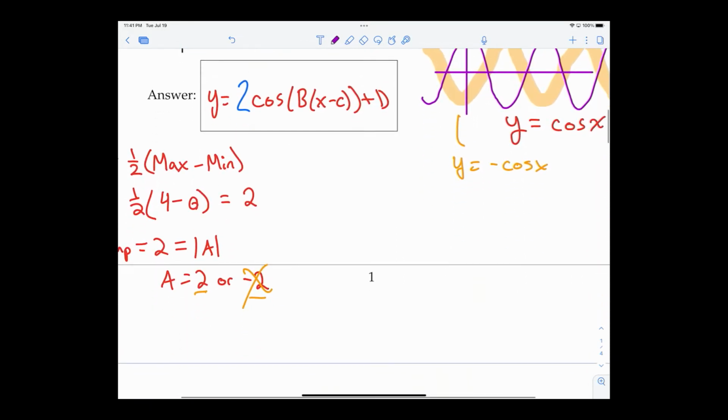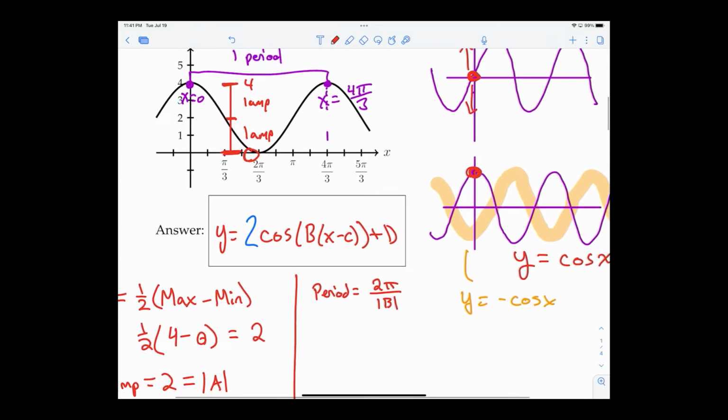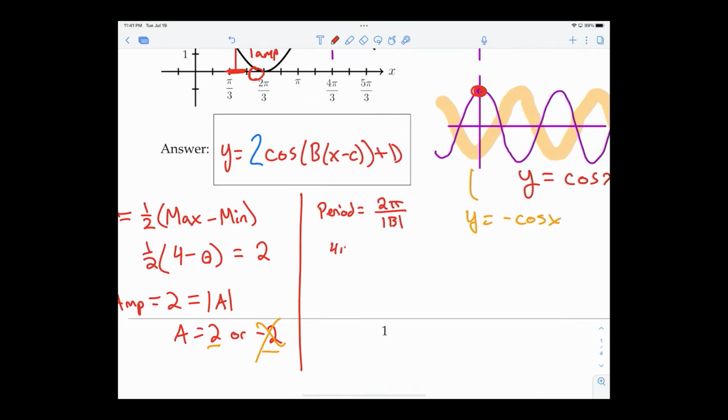So you start out with the equation that we had before, which was the period is equal to 2 pi over the absolute value of b. Fill in the period. The period is going to be 4 pi over 3. So 4 pi over 3 equals 2 pi over b. And you need to solve this for b somehow.